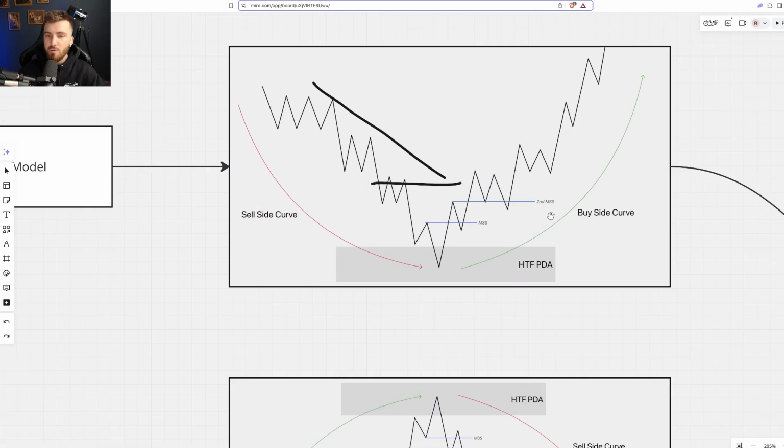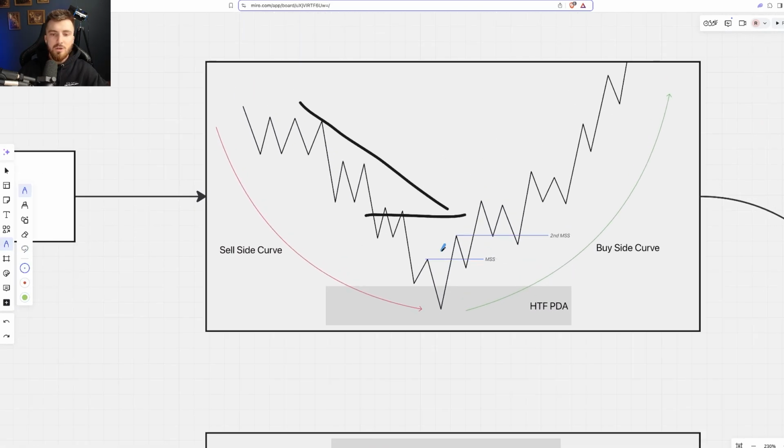Because again, if you want to absolutely crush it with SMTs, think about market maker models. That's all you have to do. Most of the way that we are going to trade, it's going to be market maker models, right? It's going to be a market maker model.